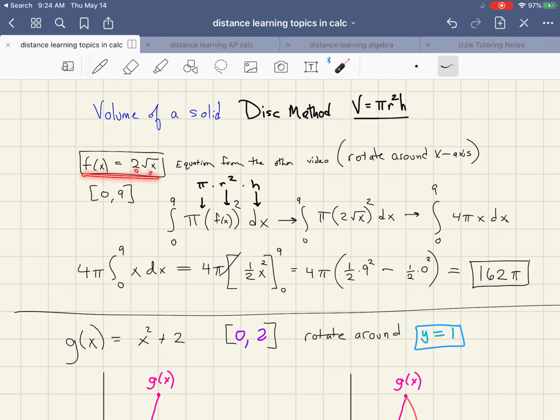So we have f of x is equal to 2 root x. And we're using an interval from 0 to 9. So what we're doing is we're integrating from 0 to 9.